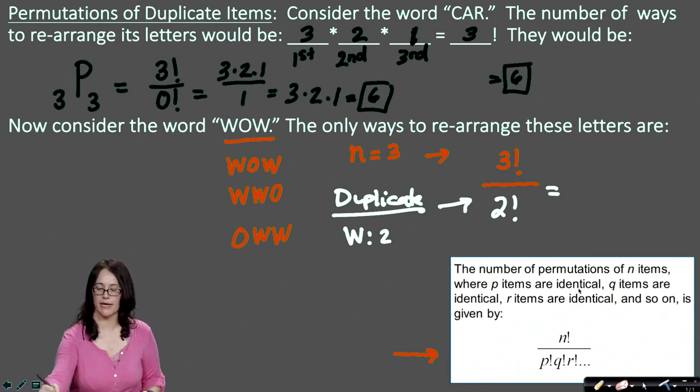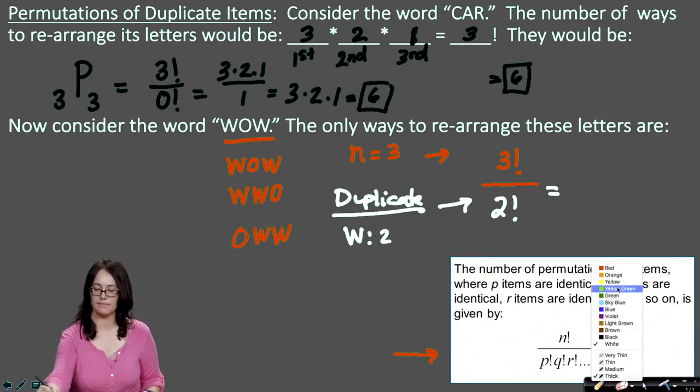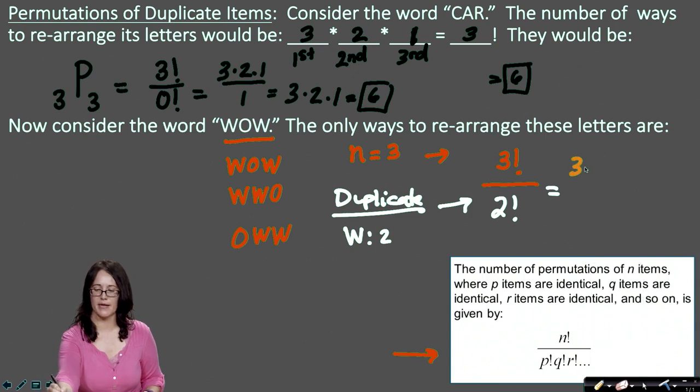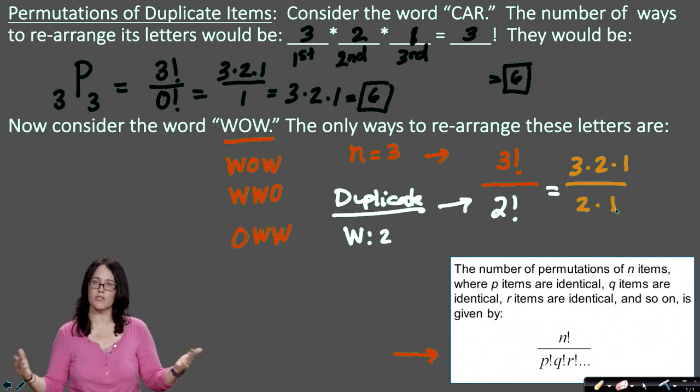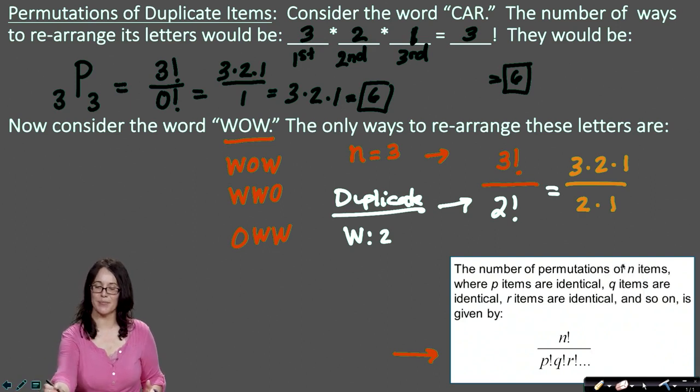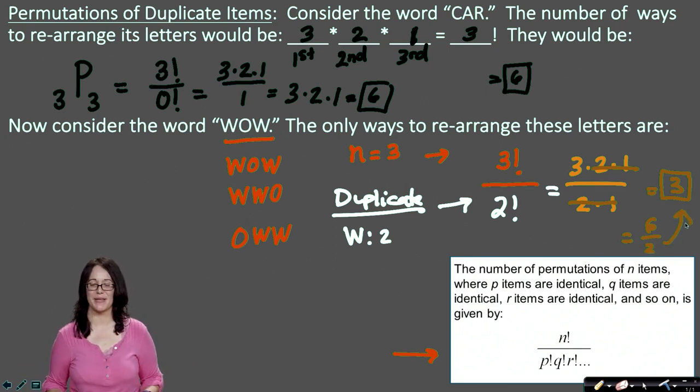So let's see what this looks like when we work it out using our little formula here. We would get 3 times 2 times 1 for our numerator, and for our denominator, just 2 times 1. Well, you could multiply it out first, or you could simplify it first. You know me, I like to simplify first. So I'd probably say 2 times 1 would cancel, and I just have 3. Or if you're someone who wants to multiply first, you would get 3 times 2 times 1 is 6, and 2 times 1 is 2, which eventually is still 6 over 2 is 3. Right? Same thing. So there's our 3 ways that we could rearrange those letters.